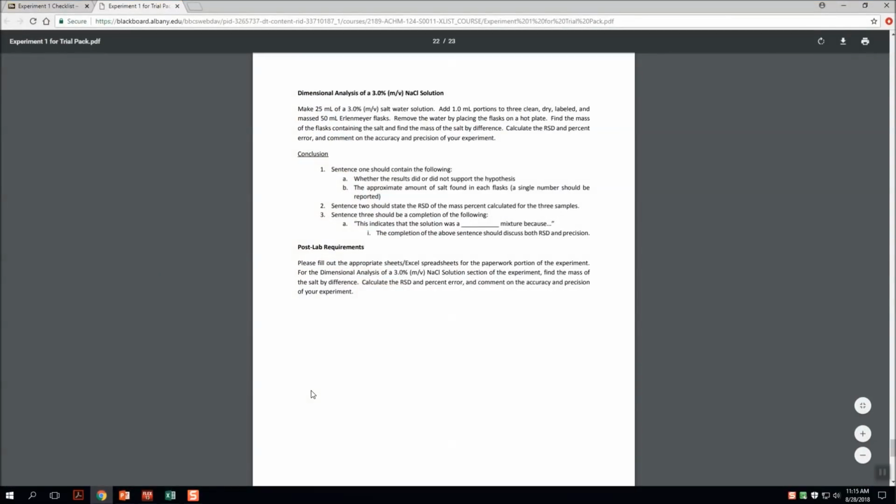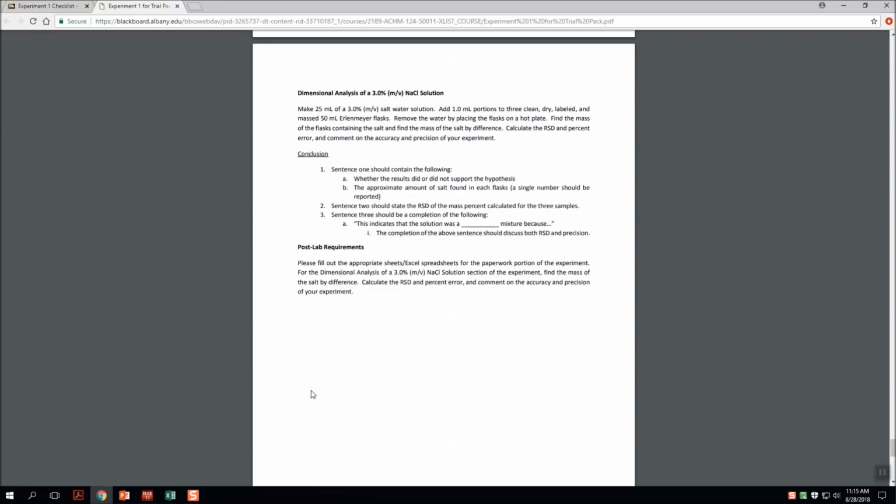Then finally, sentence 3 should contain the following. This indicates that the solution was not a homogeneous mixture, or was a heterogeneous mixture, because the RSD is very high, right? So the samples have very different masses, and therefore the precision was very low. And that is basically that.